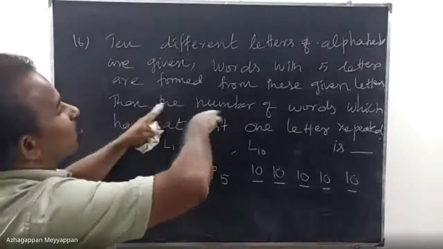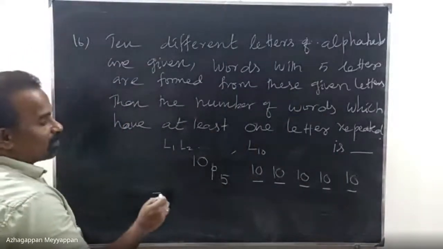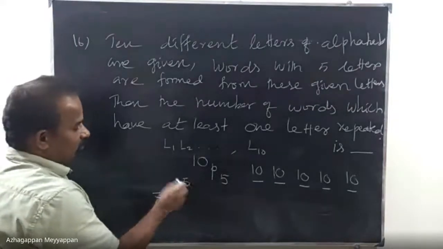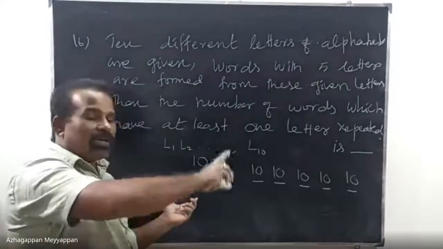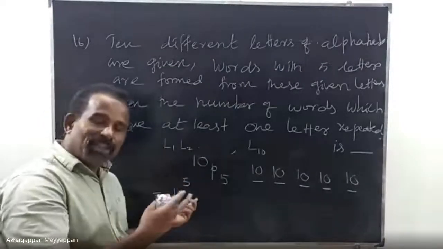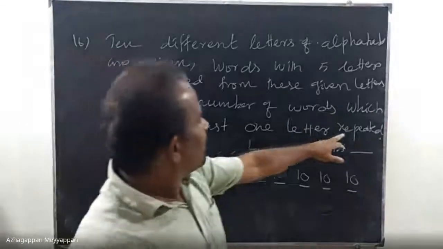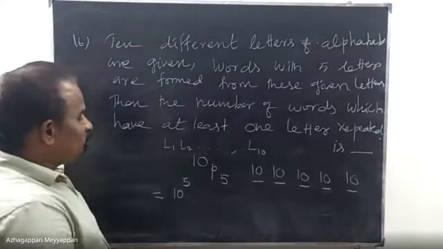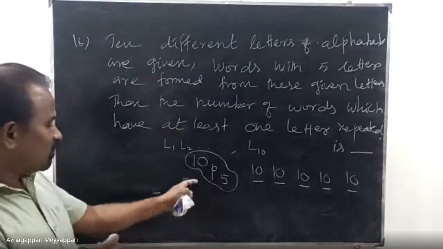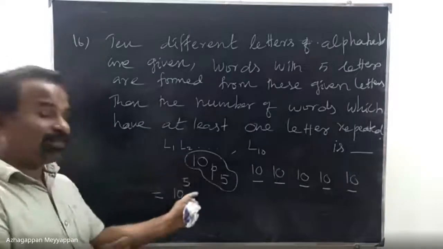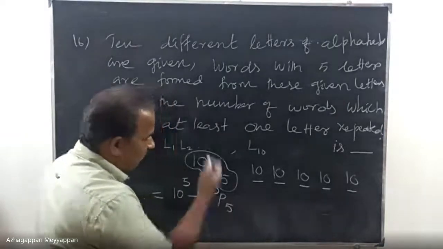So therefore, the total number of 5-letter words that can be formed is 10 power 5. This consists of all the 5-letter word combinations with repetition, and without repetition also. If you take out the without repetition, the without repetition, as I already said, is 10P5. So this consists of with repetition and without repetition. So therefore 10 power 5 minus 10P5.